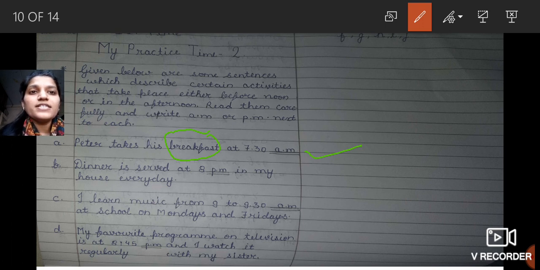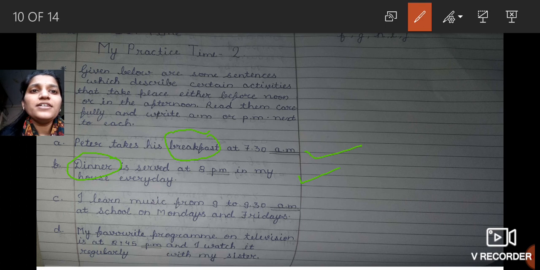Next, dinner is served at 8 dash dash in my house every day. Now students, here dinner is there. Dinner, so we know that we do dinner at night. So that means we all know that the night time we show as pm, post meridiem. So the answer is pm here.